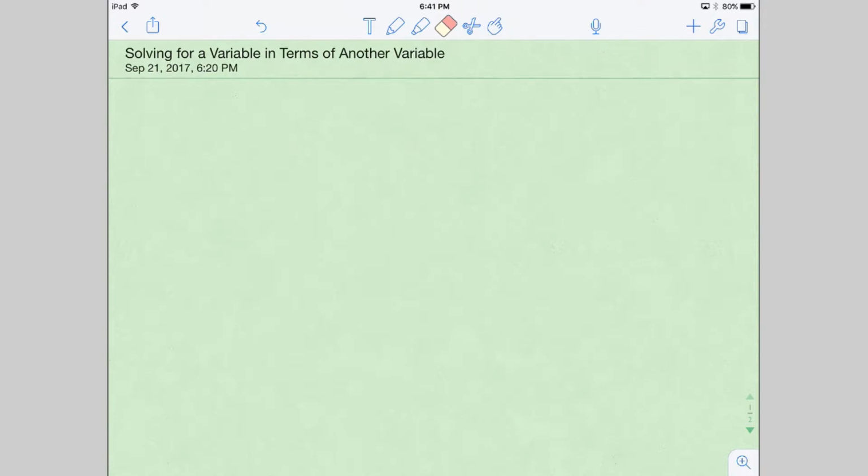Today I'm going to be doing a math tutorial on how to solve for a variable in terms of another variable, as you can see on the top of the screen.